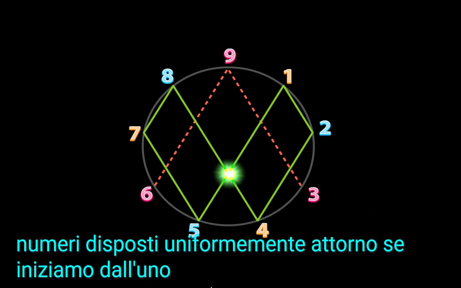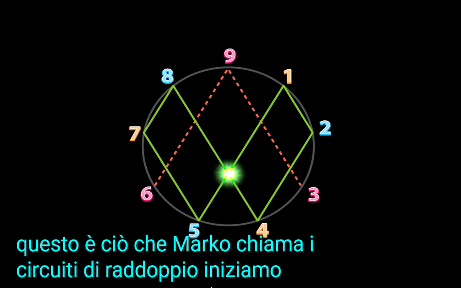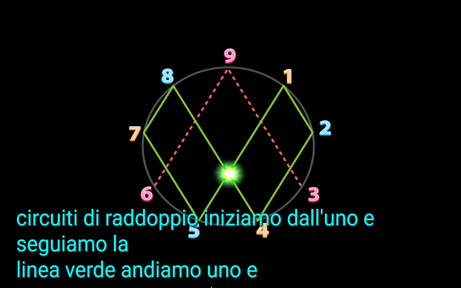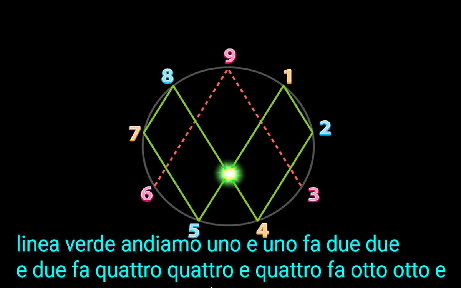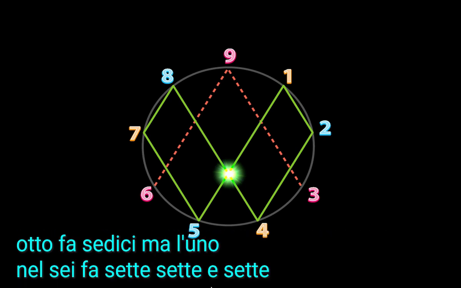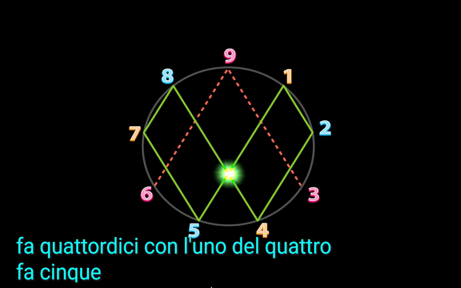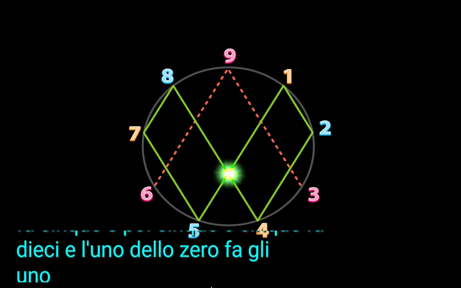If we start at the 1 and we double it, this is what Marco calls the doubling circuit. We start at 1 and follow the green line. We go 1 and 1 is 2, 2 and 2 is 4, 4 and 4 is 8, 8 and 8 is 16, but the 1 and the 6 make 7. 7 and 7 is 14, but the 1 and the 4 make the 5, and then 5 and 5 is 10, and the 1 and the 0 make the 1, so we're back to the 1 again.